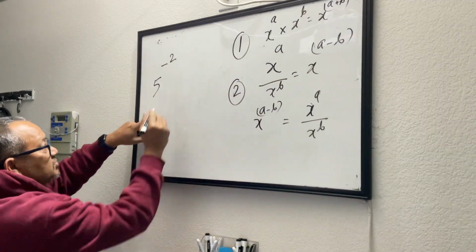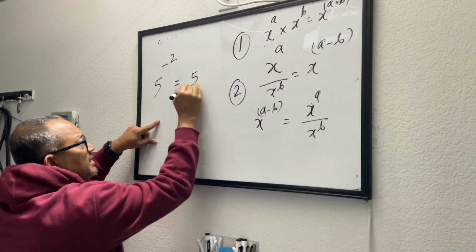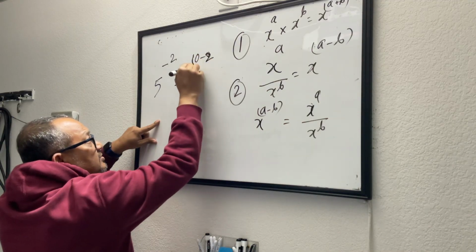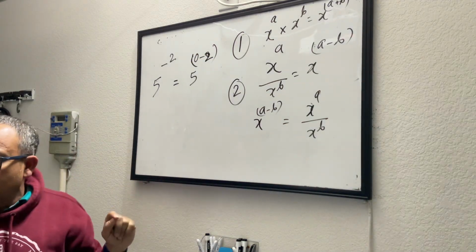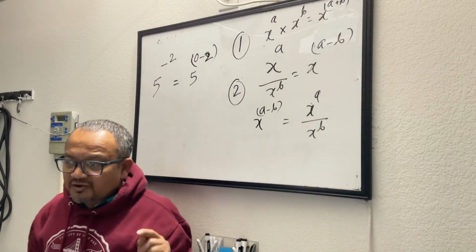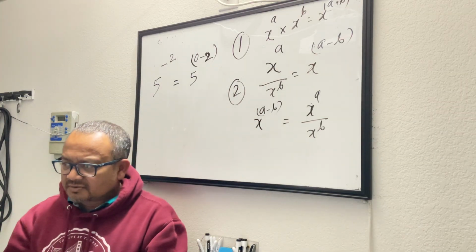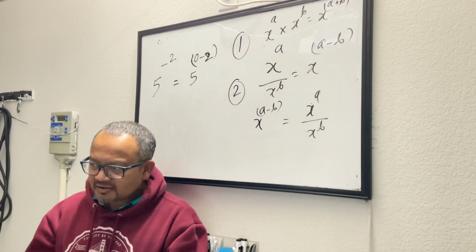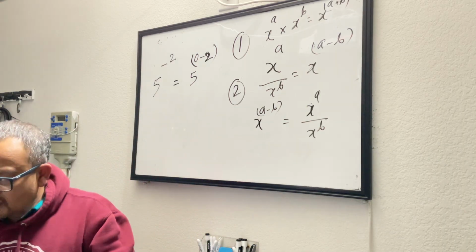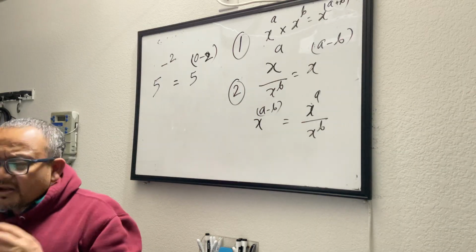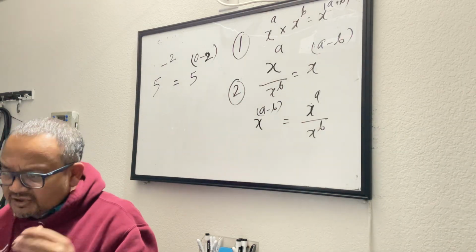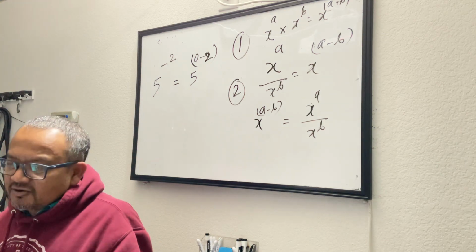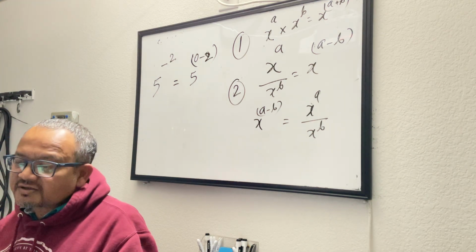5 to the power minus 2, is it okay for me to write this as 5 to the power 0 minus 2? Can I write 5 to the power minus 2 as 5 to the power 0 minus 2? Yes, you can write it as: minus 2 is 0 minus 2. Minus 5 is 0 minus 5. Minus 10 is 0 minus 10. I had 0, I subtracted 10 from it. That's how I got minus 10.